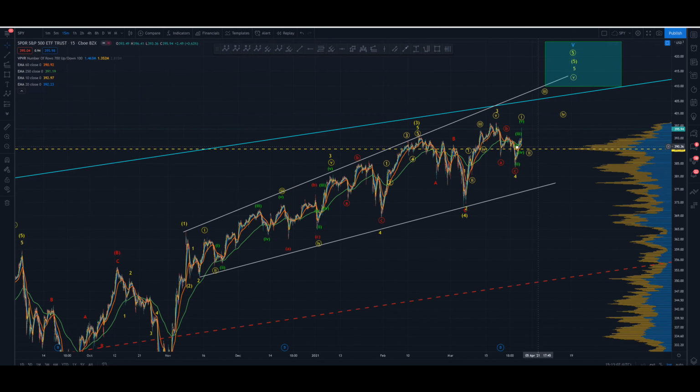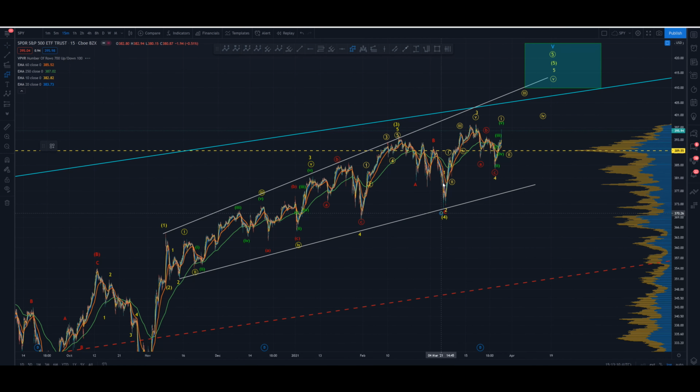Could be wrong. To complete an impulse wave structure, if that's what we're looking at, we only have to get above the 3 and then we could sell off. But it does look, after that breakout on Friday, like there is another gasp to go. One more hurrah, one more party to attend and head to the highs before we finally give this thing up.